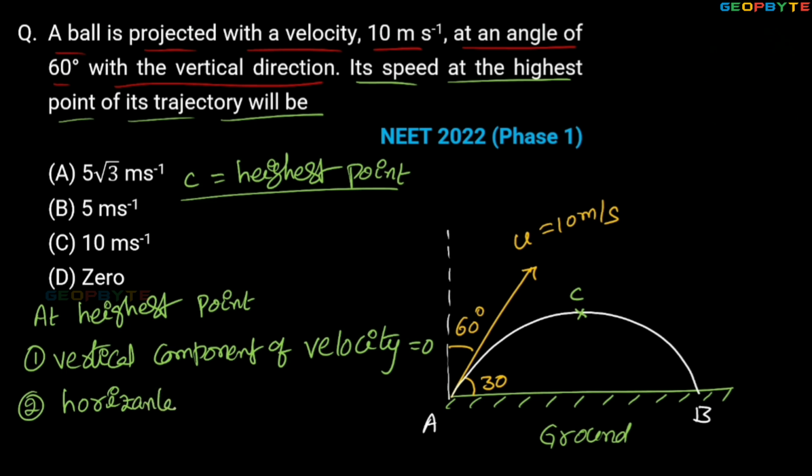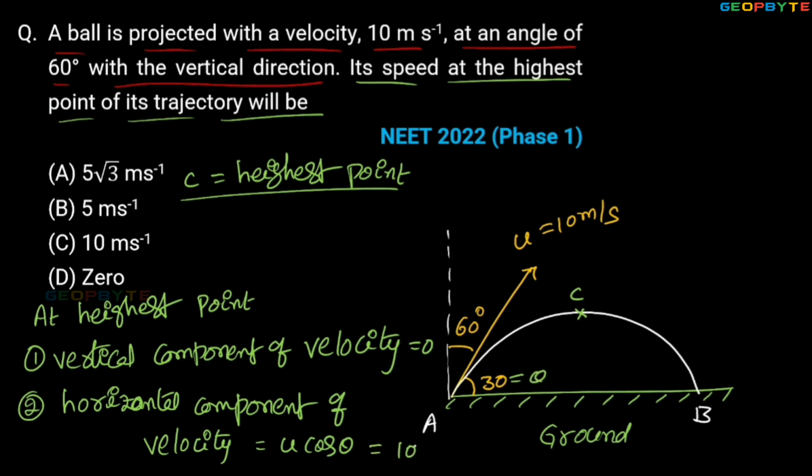Horizontal component of velocity equal to u cos theta. This theta should be taken with respect to horizontal. It is equal to u, 10 cos 30. Cos 30 equal to root 3 by 2. Therefore, it is equal to 10 root 3 by 2, which is equal to 5 root 3. 5 root 3 is the horizontal component of velocity at the highest point. Therefore, option A is absolutely correct.